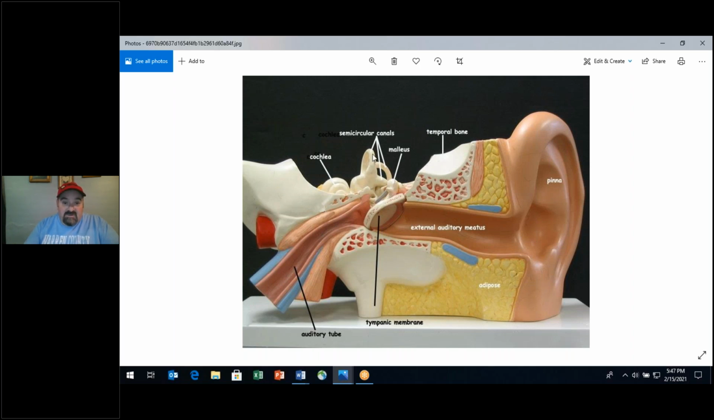Now, as far as this image, I'll show you a better image of the inner ear, but just look at, you'll see here the semicircular canals. This is the vestibule for your sense of balance and equilibrium. And you'll see also for your sense of hearing, the cochlea, as it looks like a shell.